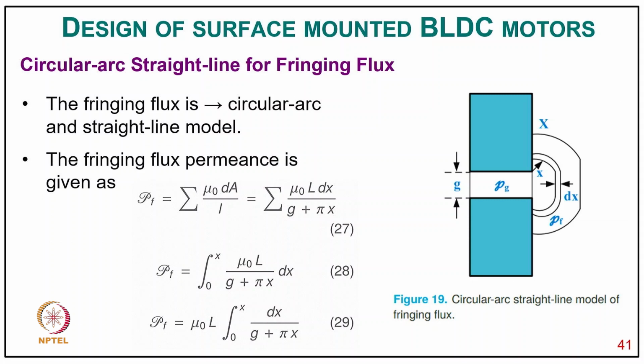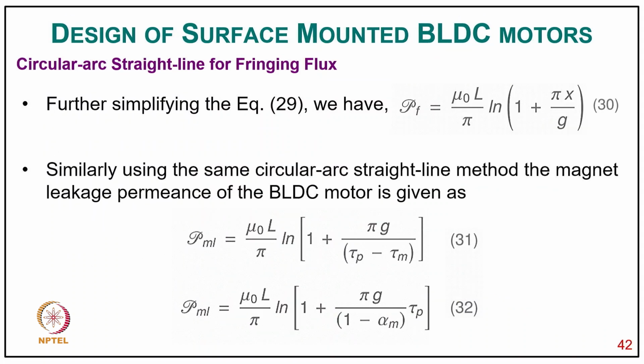So now coming to the circular arc straight line method for fringing flux. Fringing flux permeance is given by rho f equal to the summation of mu 0 dA upon L, equal to the summation of mu 0 L dx divided by g plus phi x, where rho f equal to the integral from 0 to x of mu 0 L upon g plus phi x into dx. Further simplifying, we have rho f equal to mu 0 L upon pi logarithmic in bracket 1 plus pi x upon g.